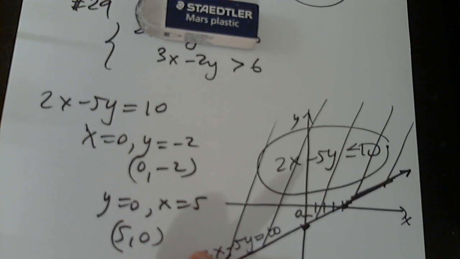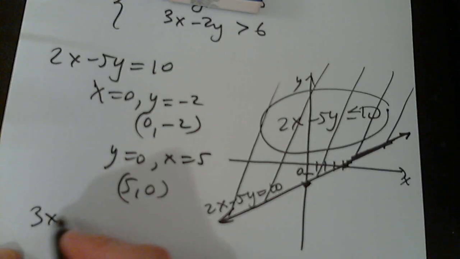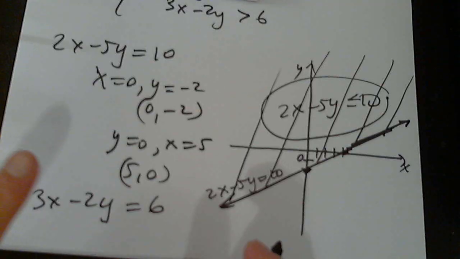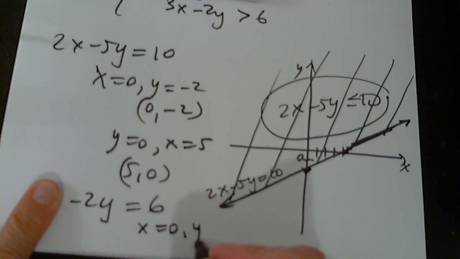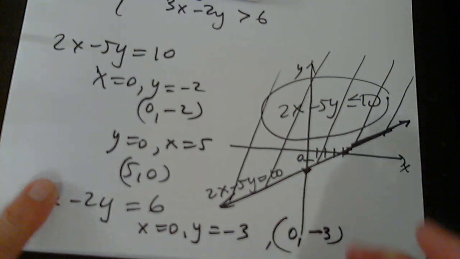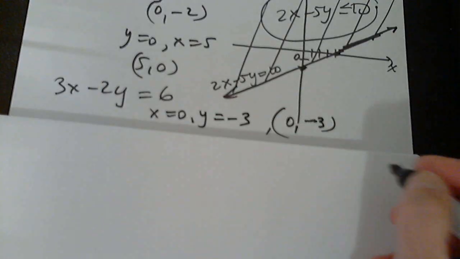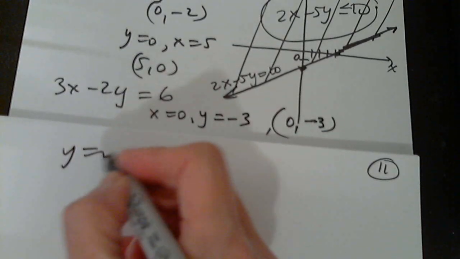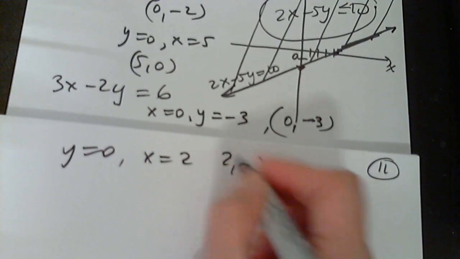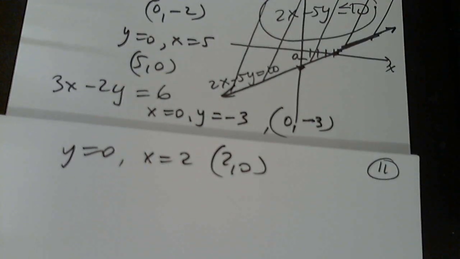I continue with the second equation. 3x minus 2y equals 6. I repeat the whole thing. When x is 0, y is negative 3, so 0, negative 3. When y is 0, x is 2. 2 comma 0. I have the points.